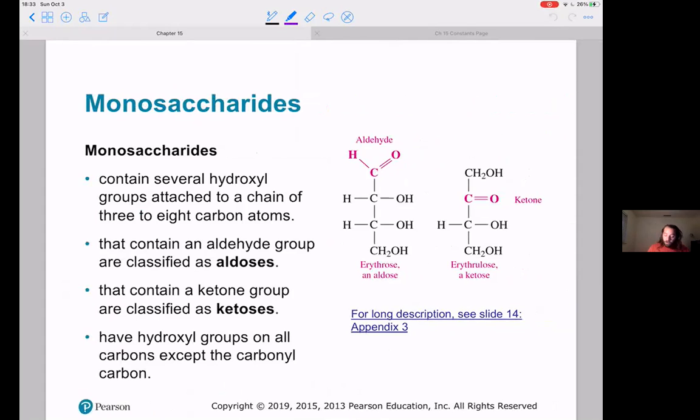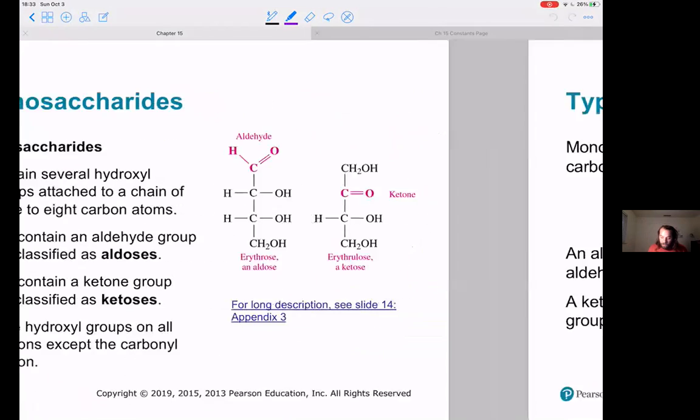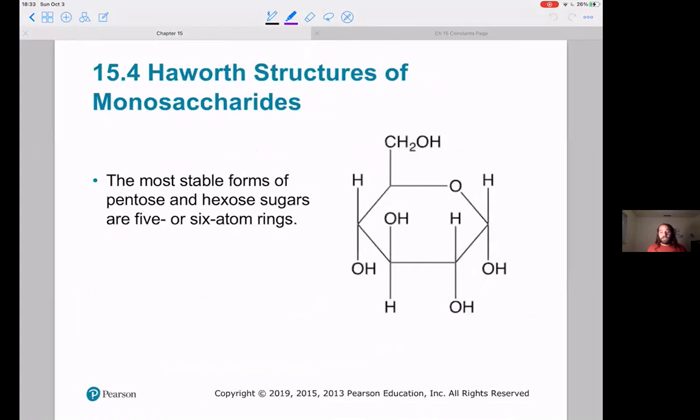Monosaccharides is where we're going to start. There are two main forms that we see our monosaccharides in. One looks like this, these long chain forms. The other form looks like this, these cyclic forms.